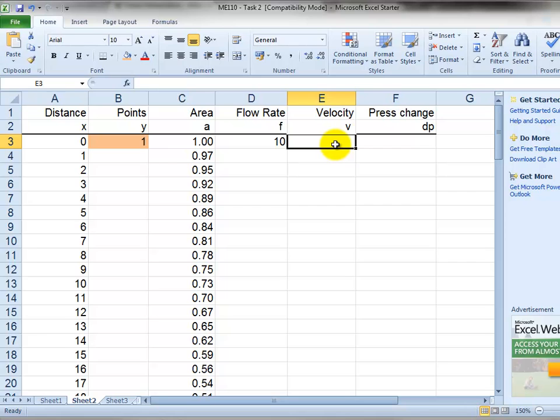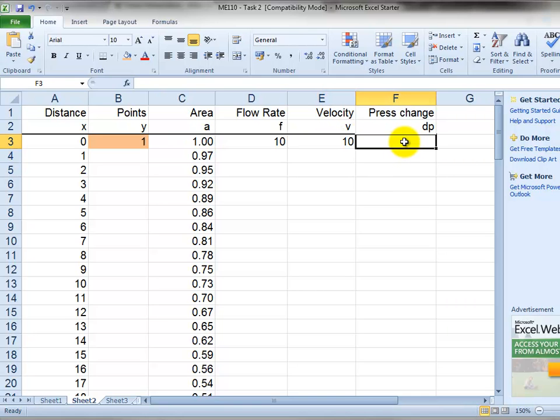The velocity then is calculated by dividing the flow rate, which is in meter cubed per second, by the area, which is in meter squared. The net result will be in meters per second. Meter cubed per second divided by meter squared is meters per second.